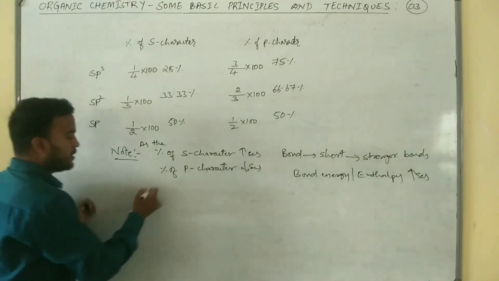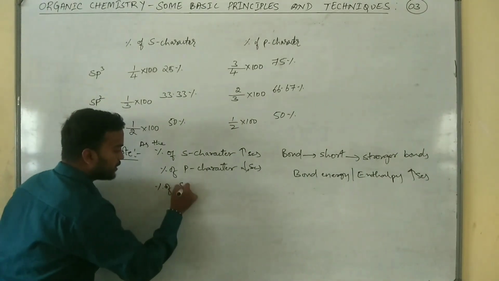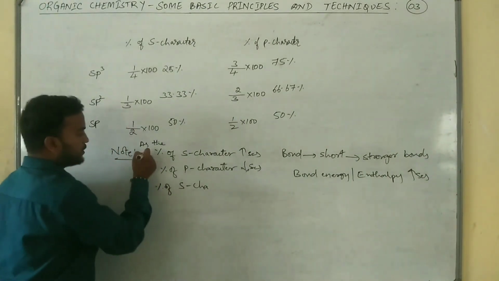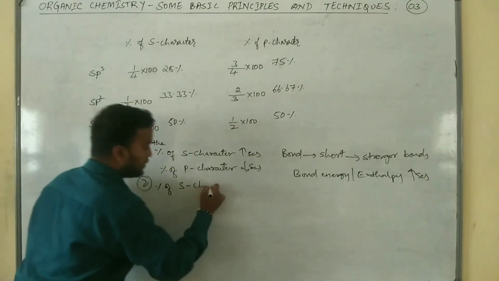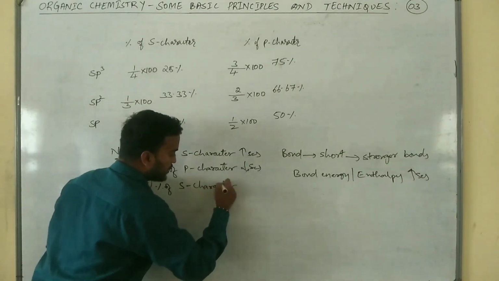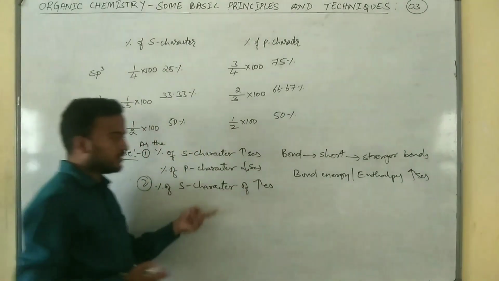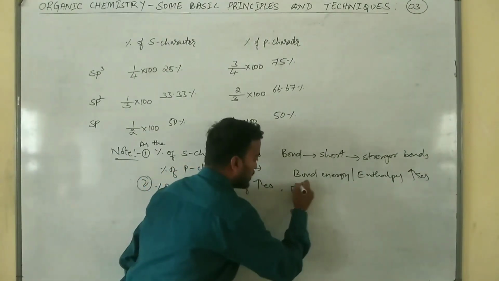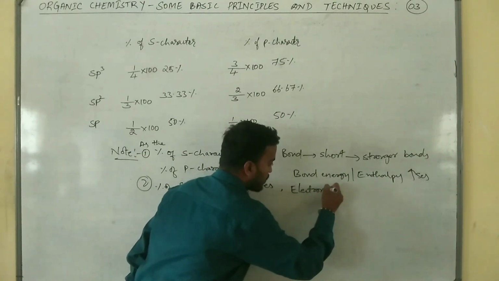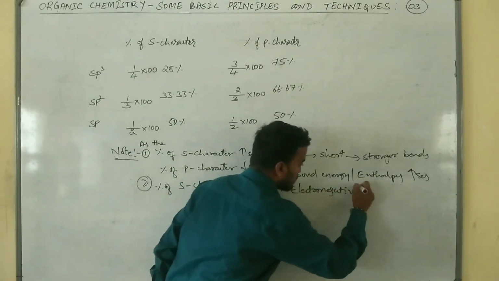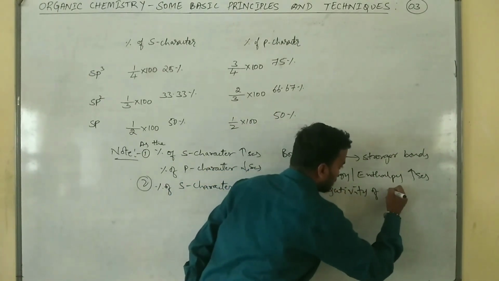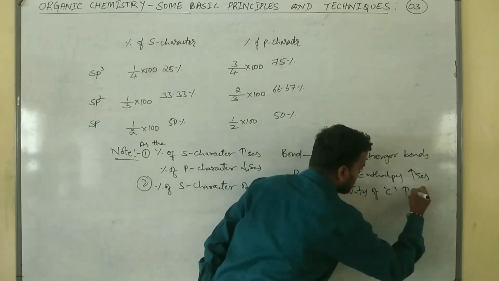Next one, as the percentage of S character increases, this is the first point and this is the second point. As the percentage of S character increases, electronegativity of that carbon increases.